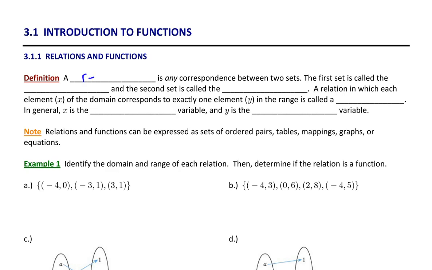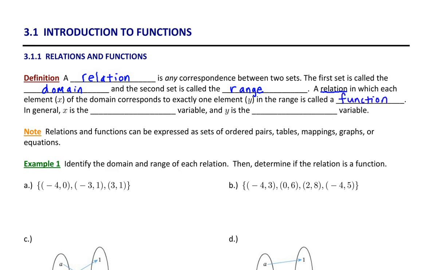First of all, a relation is any correspondence between two sets. The first set is called the domain, and the second set is called the range. A relation, that is a correspondence between two sets, in which each element x of the domain, the first set, corresponds to exactly one element y in the range, the second set, is called a function.